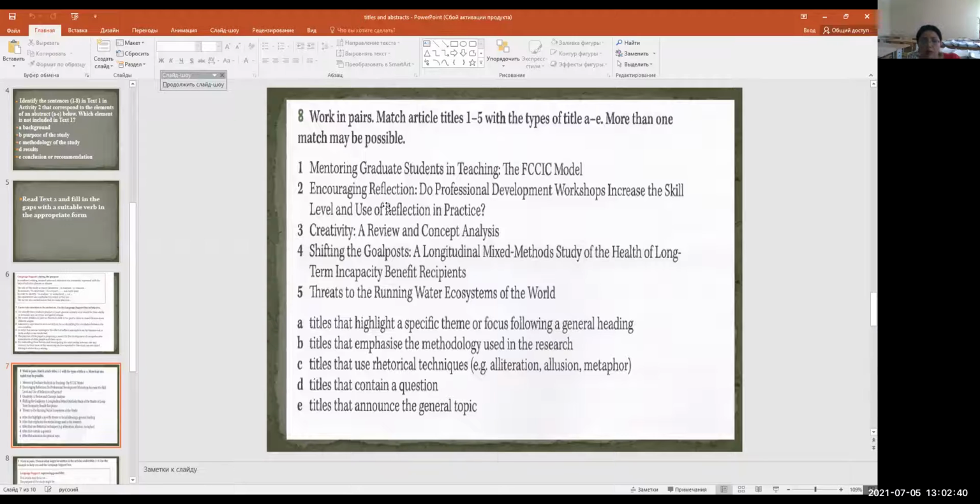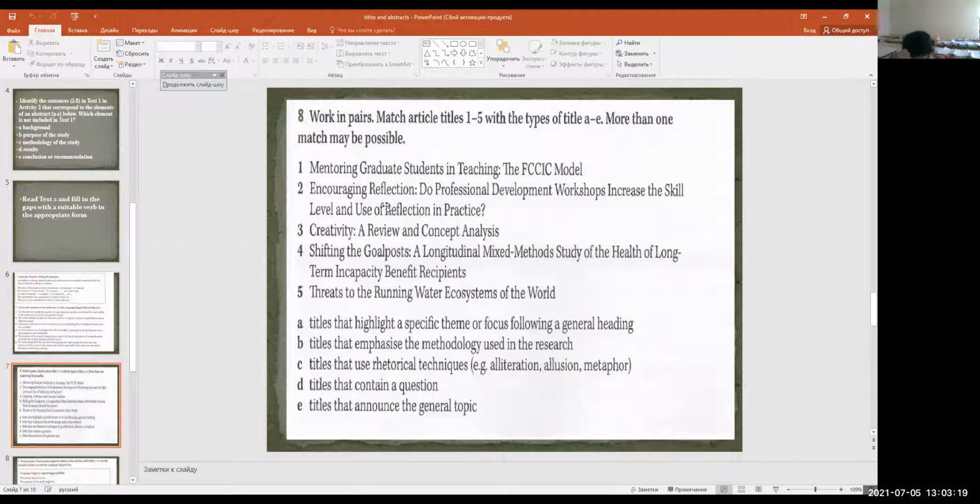So A corresponds to the first title, titles that highlight a specific theme or focus following a general heading, because the theme is focused on here, mentoring graduate students in teaching, the FCCIC model. And title B corresponds to the third one, creativity, a review and concept analysis. Titles that emphasize the methodology used in the research.